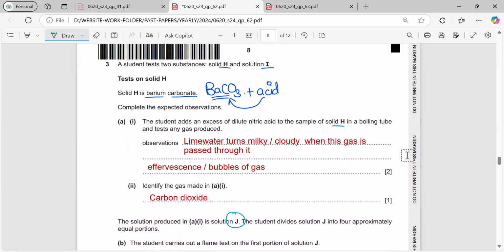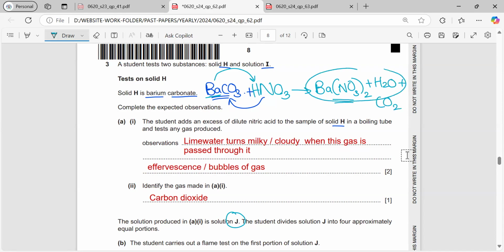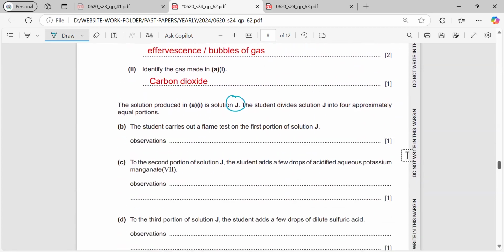Here, the acid is nitric acid, HNO3, which is reacting with barium carbonate. As there is barium, barium displaces the hydrogen of the acid and forms a salt, barium nitrate. So there is barium nitrate solution plus water plus carbon dioxide. So the solution here is barium nitrate solution. So this is our solution J. Solution J has barium ions and nitrate ions in it.